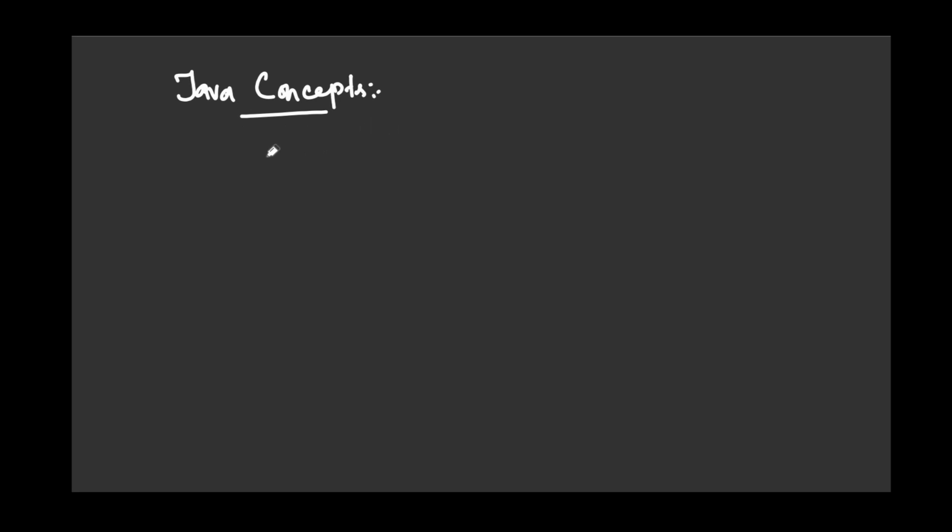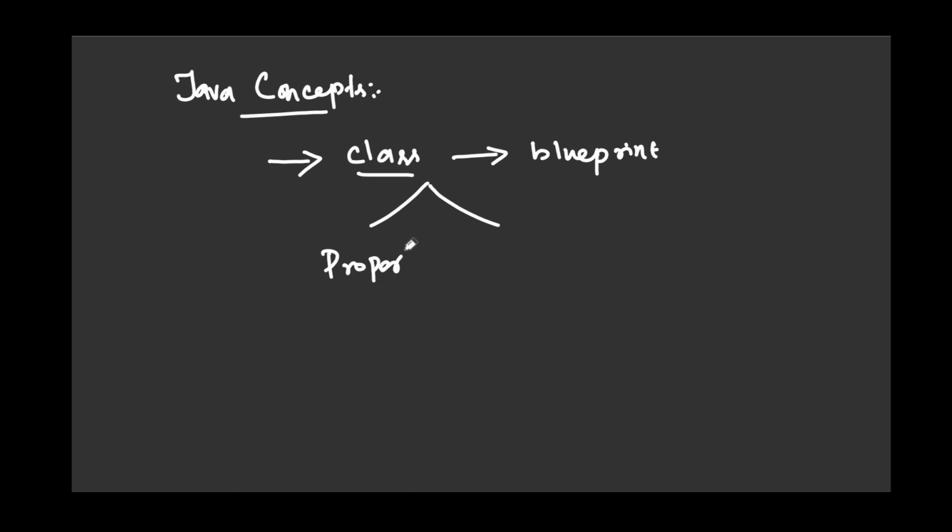The very first thing you should understand in Java is what a class is, because each and everything will be denoted using classes in Java. So what is a class? A class is a blueprint. The class will have only two items. The first one is property. The second one is the behavior of that property.